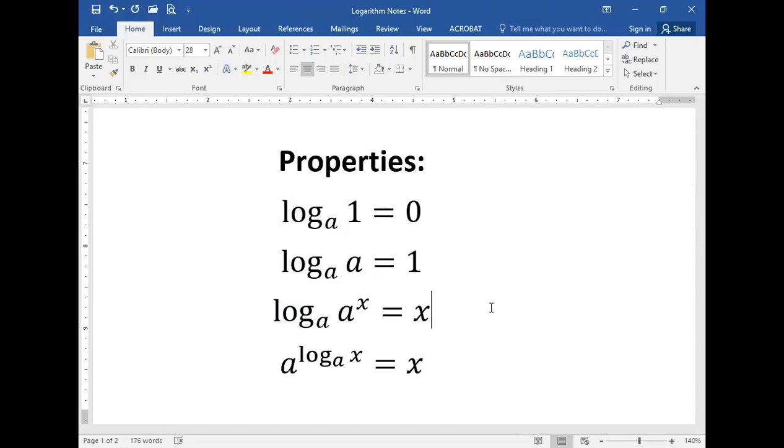Okay, so back to the log question. The log question says a, to what power equals the argument, which is a to the x? It's got to be x. You see it?